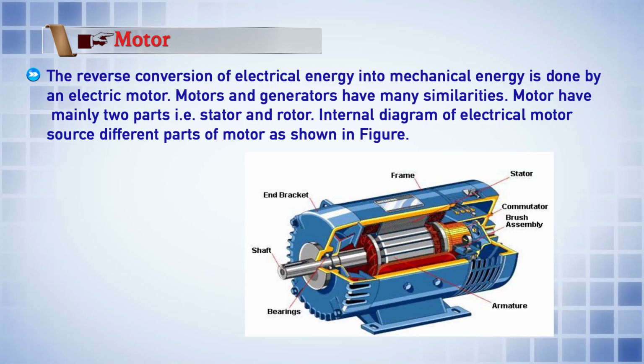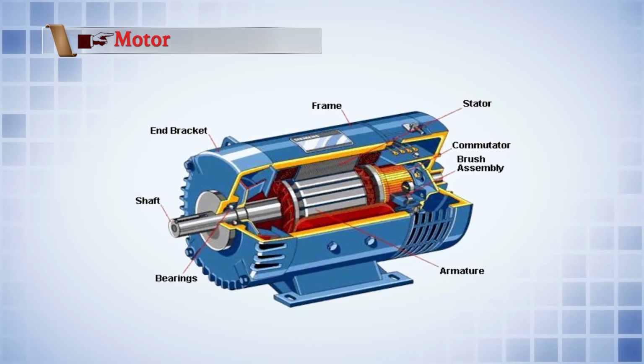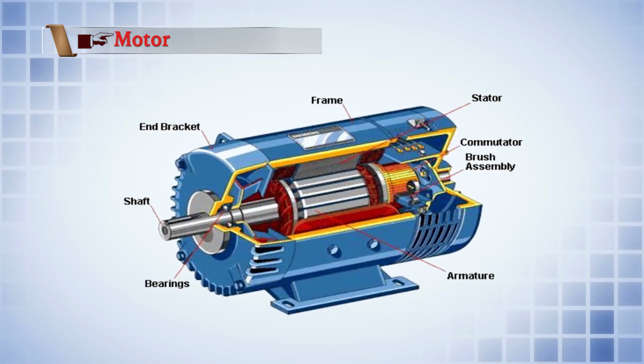Now we are going to discuss the motor. As the name indicates, what is a motor? A motor is just the opposite of a generator. The reverse conversion of electrical energy into mechanical energy is done by an electrical motor. Motor and generator have many similarities. A motor has mainly two parts, the stator and rotor, just like a generator. Here you can see the internal diagram of an electrical motor with its different parts, the motor, shaft, end ring and so on.